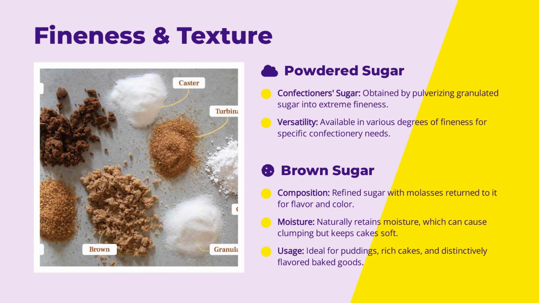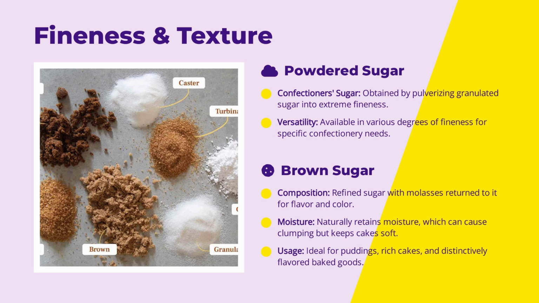Building on our understanding of specialty sugars, let us now examine sugars that differ in fineness and texture. The first type is powdered sugar, also known as confectioner's sugar. It is prepared by pulverizing granulated sugar into an extremely fine powder. Because of its very fine particle size, it dissolves almost instantly and produces exceptionally smooth icings, glazes, fondants, and frostings. Another important characteristic is its versatility. Powdered sugar is manufactured in different grades of fineness depending on the requirements of various confectionery products.